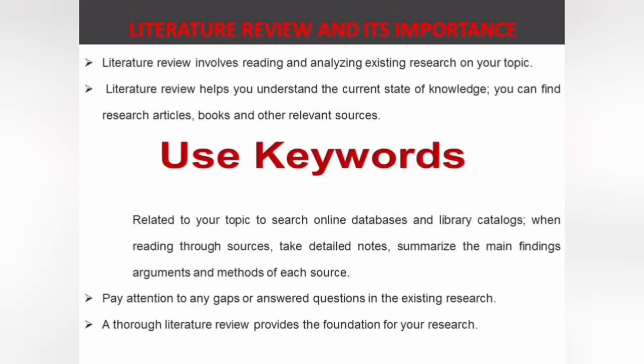Once you have a research question, you need to conduct a literature review. This involves reading and analyzing existing research on your topic. A literature review helps you understand the current state of knowledge. You can find research articles, books, and other relevant sources. Use keywords related to your topic to search online databases and library catalogs.